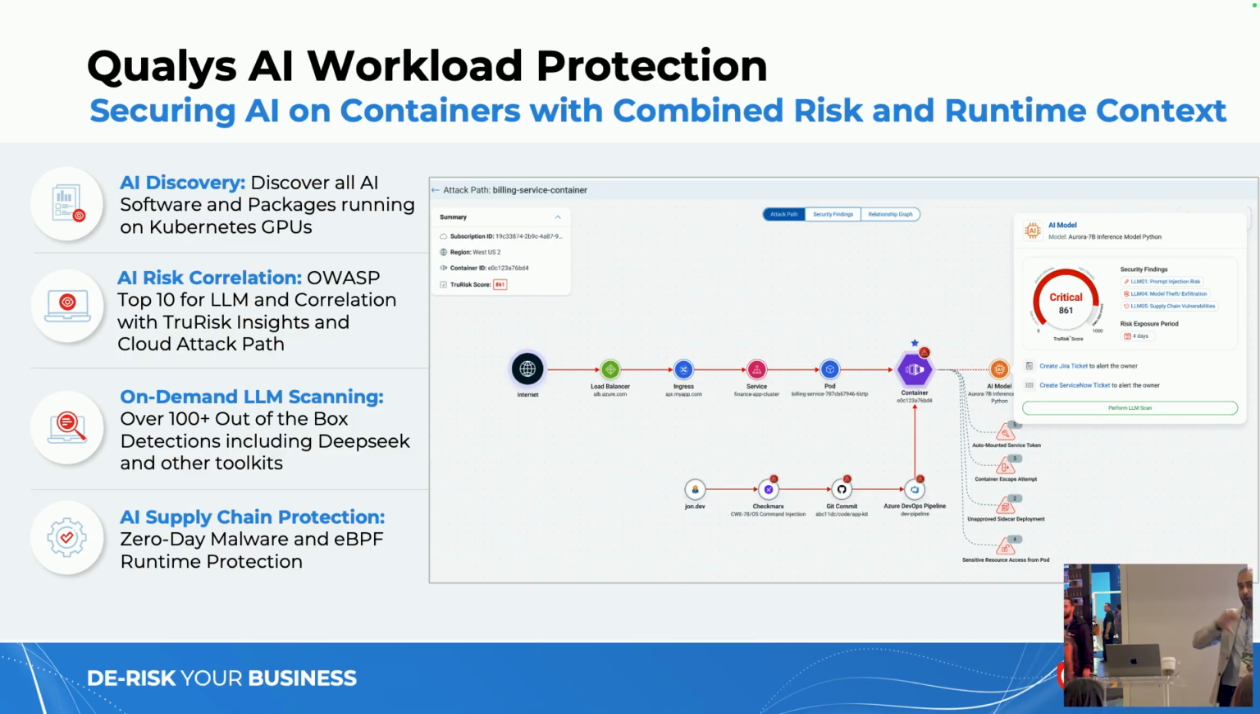We correlate those risks with the OWASP Top 10 for LLM. And so you have a detailed idea not just of the attack path, but what kind of AI attack it is. Is it supply chain related, prompt injection, all those types of attacks? With the on-demand LLM scanning as well, we have 100+ detections. And we've evolved our vulnerability library in Qualys to include AI-based detections for DeepSeek and other jailbreak models. And it's a full supply chain protection from code to cloud. The zero-day malware detection is actually integrated into our registry scanning as well, so you can catch that malware before it reaches your production environments.